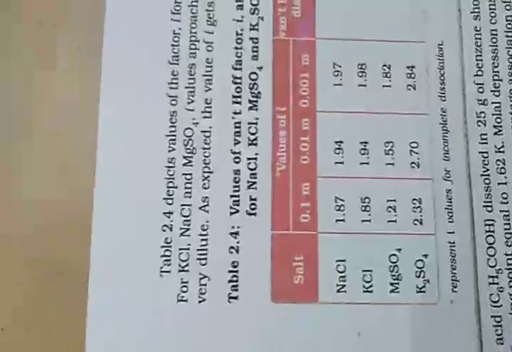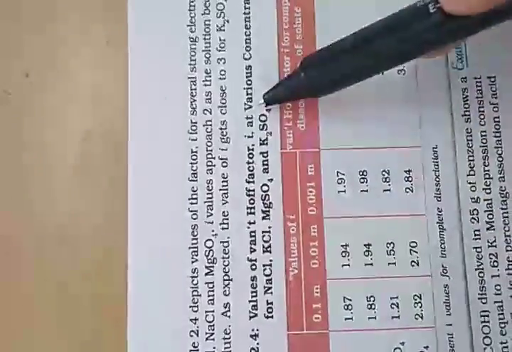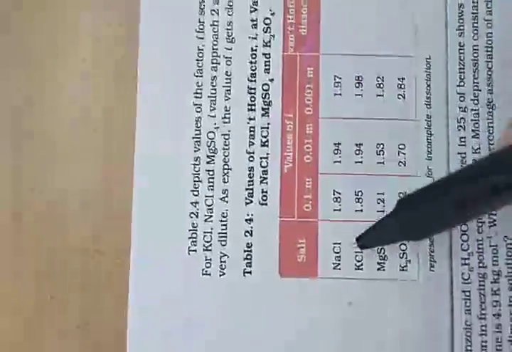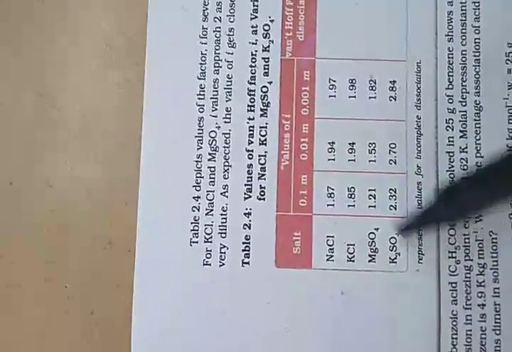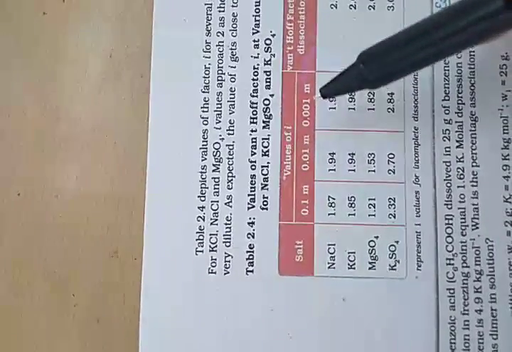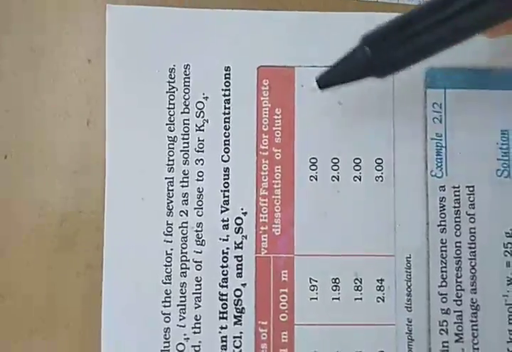Now in Table 2.4, this is on page number 59. Table 2.4, values of van't Hoff factor i at various concentrations for NaCl, KCl, MgSO4 and K2SO4. Salts NaCl, KCl, MgSO4, K2SO4. Value of i, if we are taking 0.1 molar, 0.01 molar, 0.001 molar, these are the values given. So, the van't Hoff factor i for complete dissociation of solute is 2, 2, 2 and 3. So, Table 2.4, values of i for several strong electrolytes: KCl, NaCl, MgSO4. The i values approach these limits as the solution becomes very dilute.